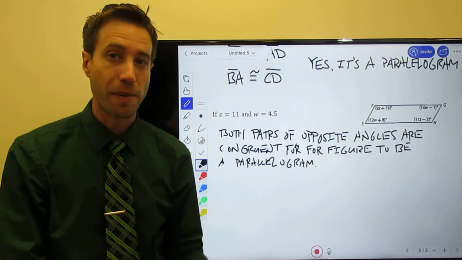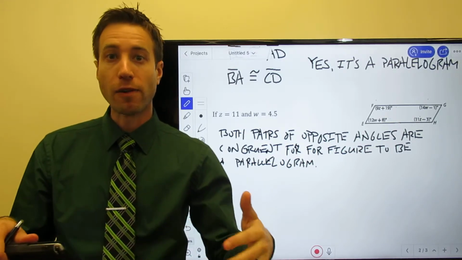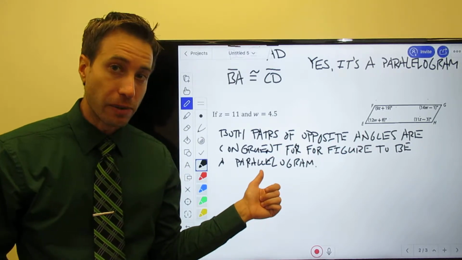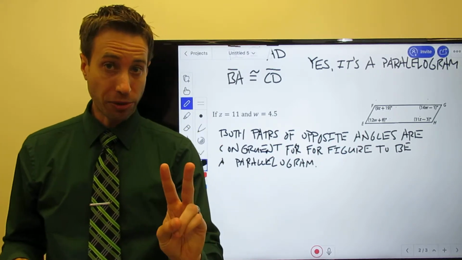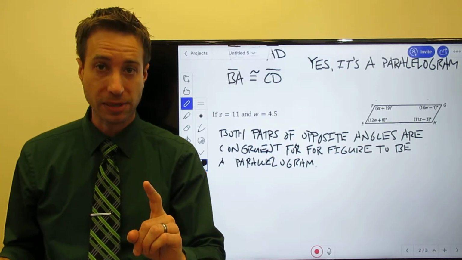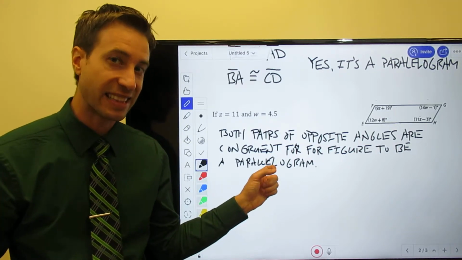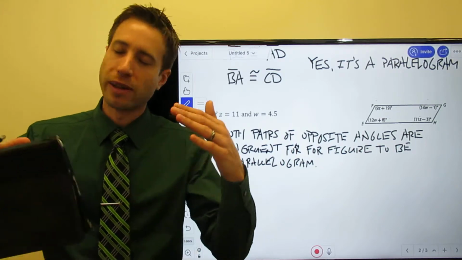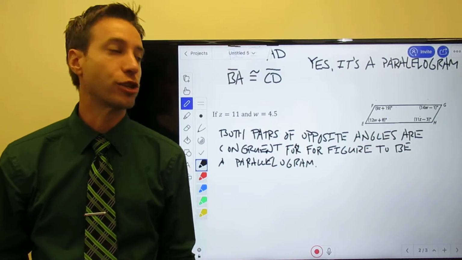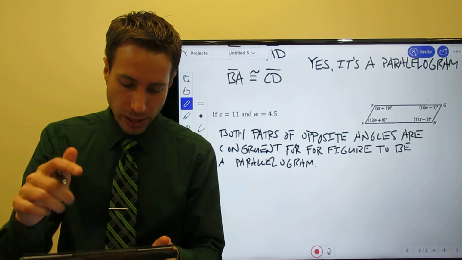Please notice that this one is different. Up above, I only had to show that one pair of opposite sides were congruent. But for this theorem, I have to show that both pairs of opposite angles are congruent. You cannot stop at one pair of opposite angles. That's the way that this theorem works. So for the sides, you only have to show that one pair of sides are congruent. When it comes to the angles, you must show that both pairs of opposite angles are congruent. No big deal.